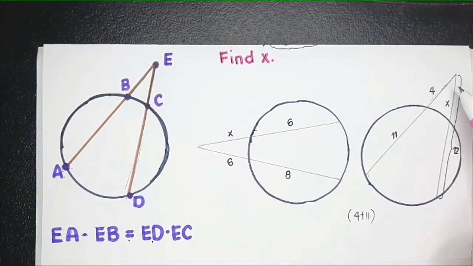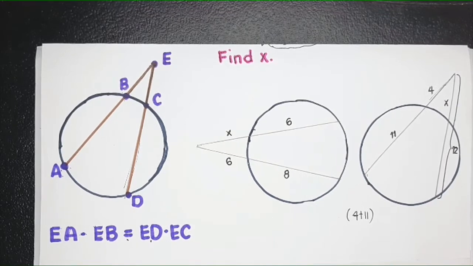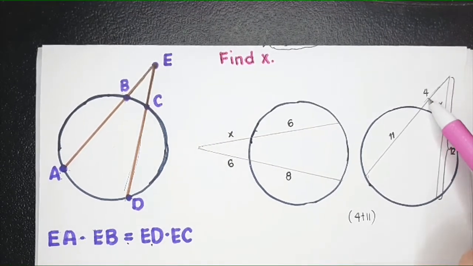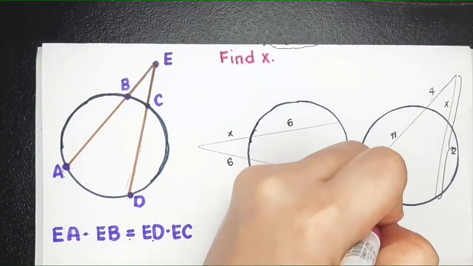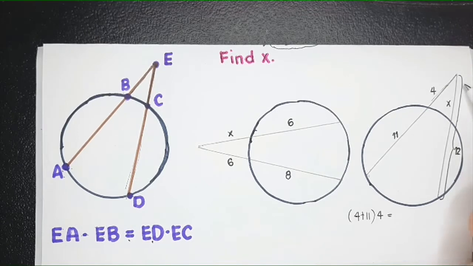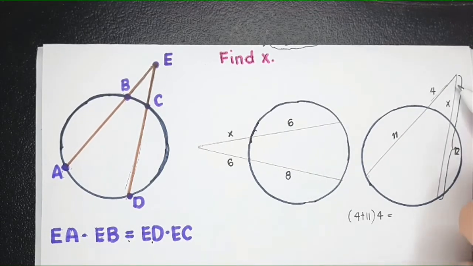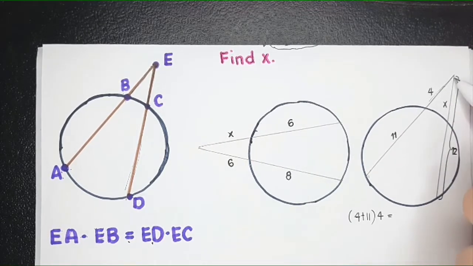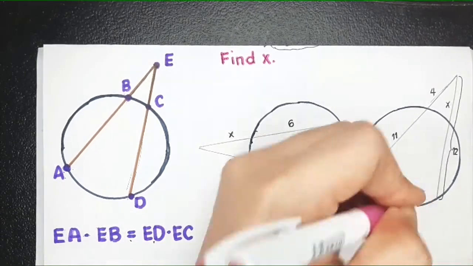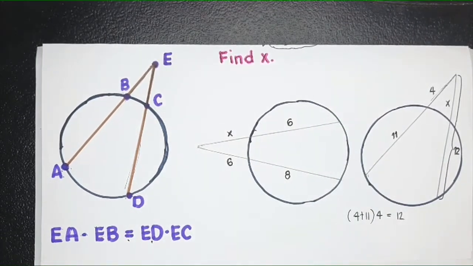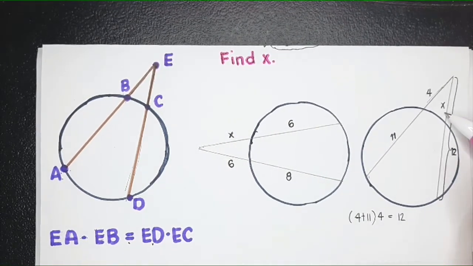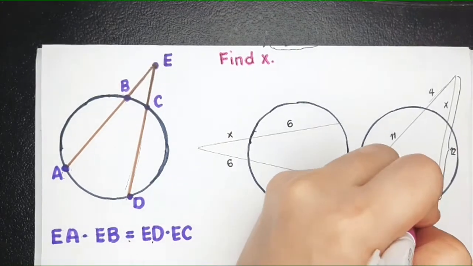Multiplied by the external secant segment, yung nasa labas. So, itong nasa labas, 4. So, i-multiply ko to ng 4. That is equal to, you move to the second secant segment. Gaano kahaba yung buo? Sabi dito, 12. So, you write 12. Multiplied by the external secant segment, yung nasa labas. Ito. So, that's x.